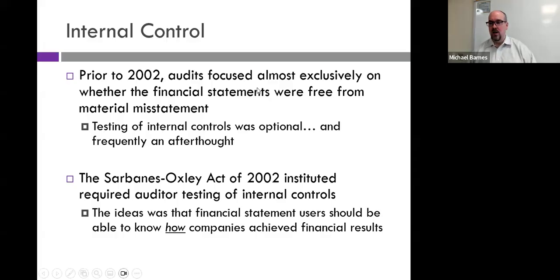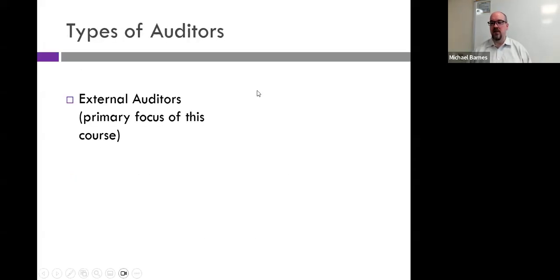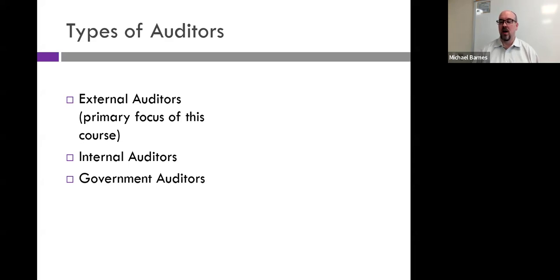Okay. So a few last notes. This is the chapter 2 stuff. Okay. So what are some types of auditors we're going to talk about? Our primary focus in this course is going to be external auditors. We're also going to talk briefly about internal auditors and government auditors.